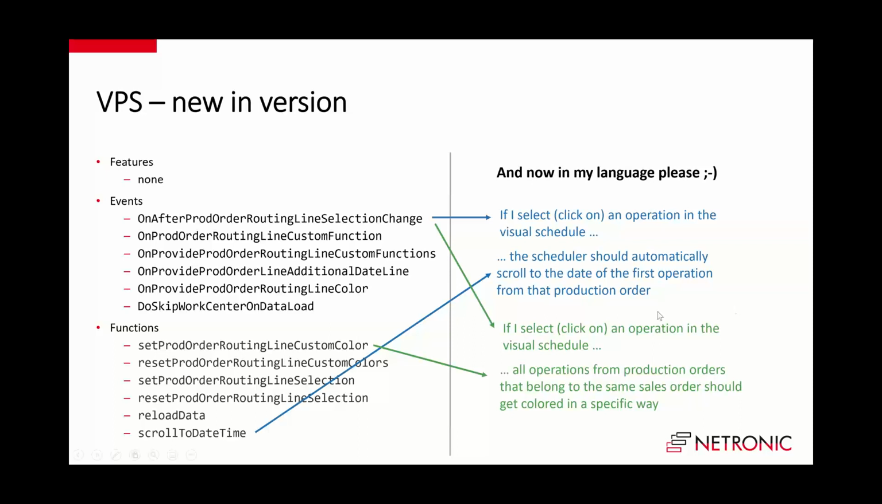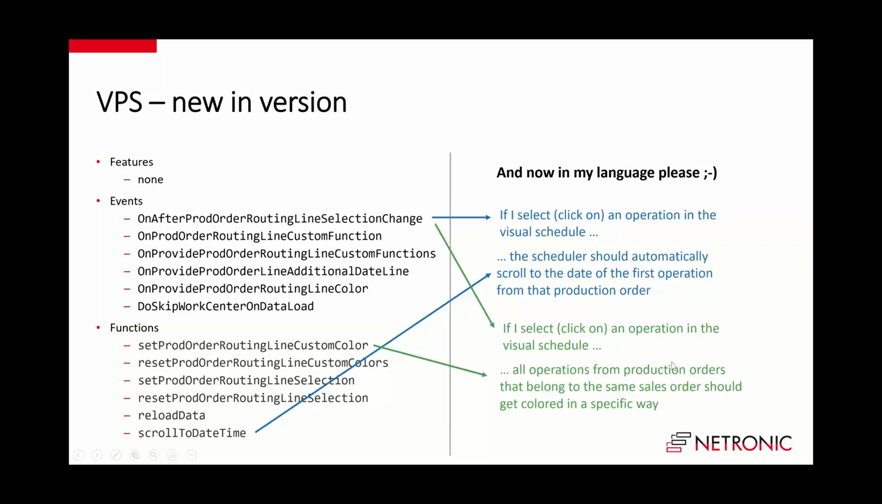So what you can implement with your custom extension building on the VPS is a function that says, okay, whenever I click an operation, I want to see all other operations from production orders that belong to that same sales order, and they should get colored in with whatever color. So these are just two examples of what you can build. I gave you two examples that base on the same event and make use of two different functions.